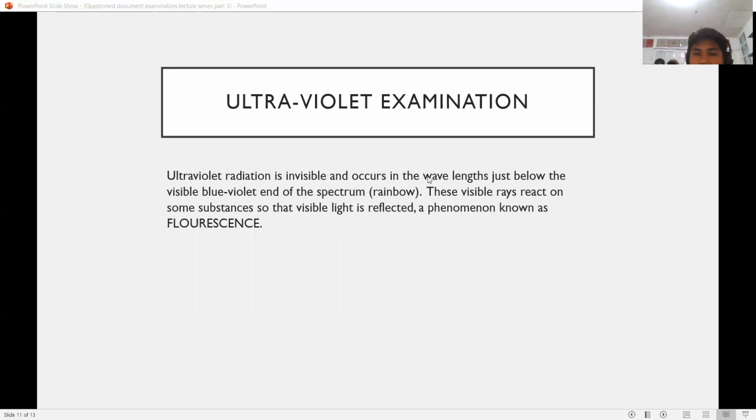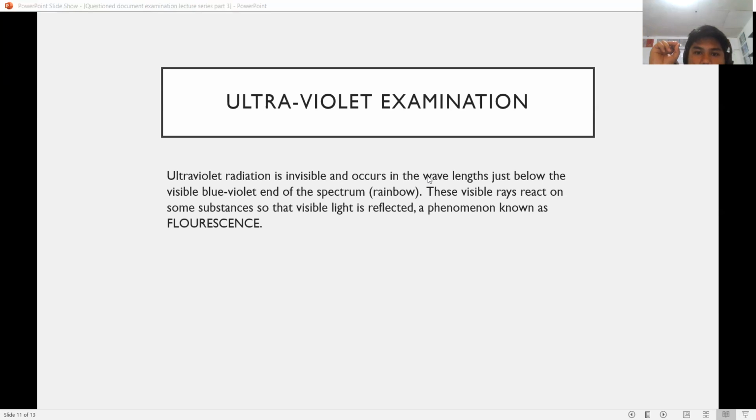Next, we have the ultraviolet examination. Ultraviolet radiation is invisible and occurs in the wavelengths just below the visible blue light end of the spectrum. And this invisible ray reacts to some substances so that visible light is reflected. That phenomenon is known as fluorescence. Okay? So usually, a UV lamp, ultraviolet lamp, is used in the detection of counterfeited bills.